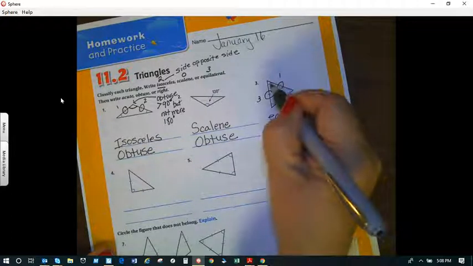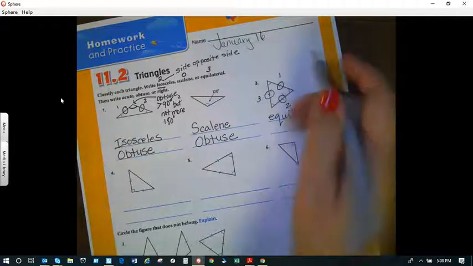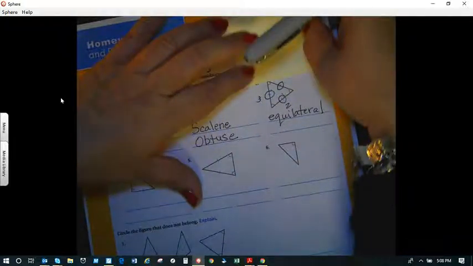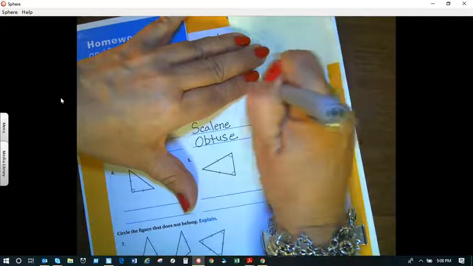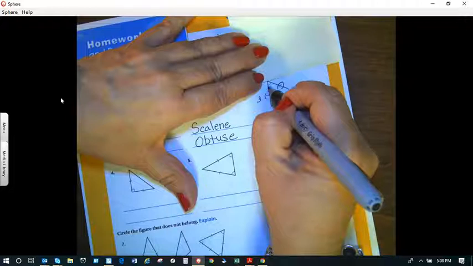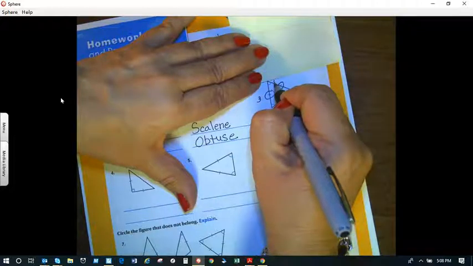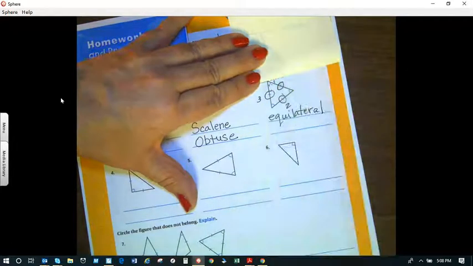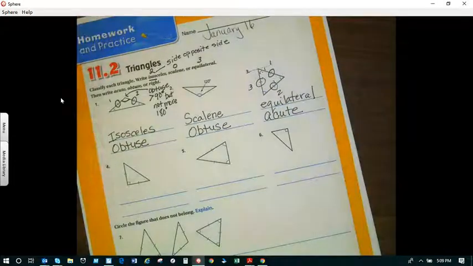I'm looking at the angles. These are acute. They're less than 90. Somebody was asking me today, how can I tell? Well, if you were to get a ruler, which I don't have, you can use a straight edge. So I'm going to get a sticky note. And if I were to draw a straight line here, this would be a right angle. Here would have been my 90 degree, my right angle. But this is less than 90, so I know that it's acute. All right, so that's an equilateral acute.